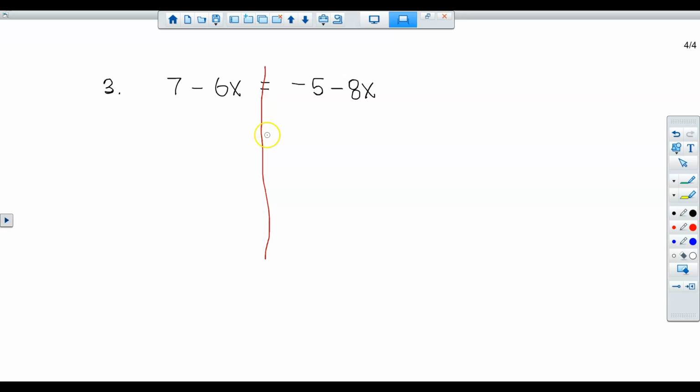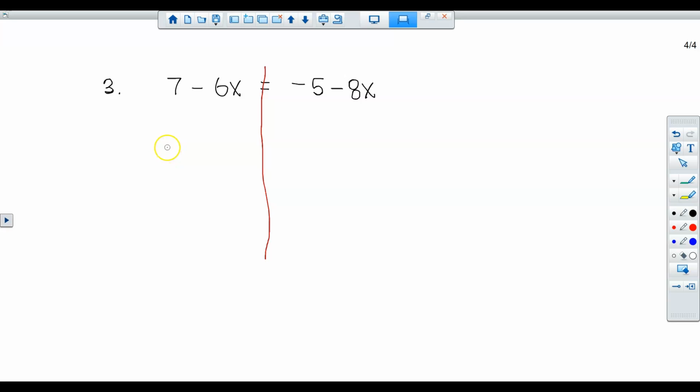Okay, on this problem, step 1, distribute if necessary. When I look at my problem, I see no parentheses, so I do not need to distribute. So I will skip step 1 and move straight to step 2. Step 2 is to combine like terms that are on the same side. When I look at side 1, I don't see any like terms there. When I look at side 2, same thing, no like terms there. So I also do not need to do step 2.